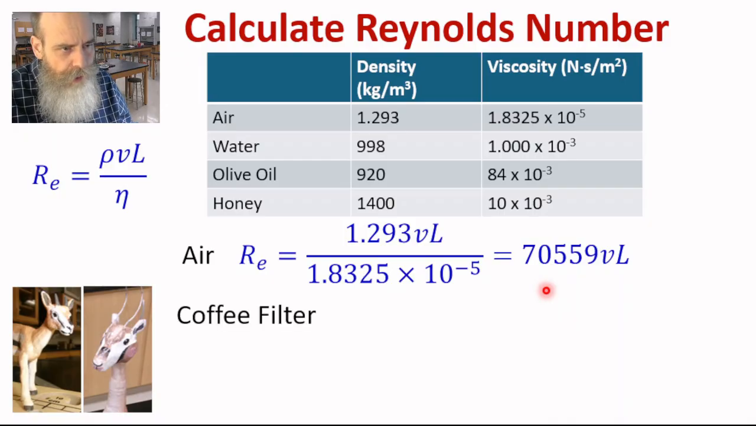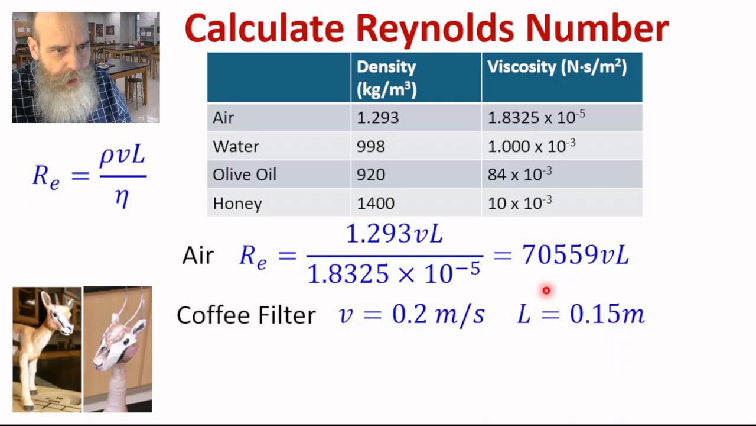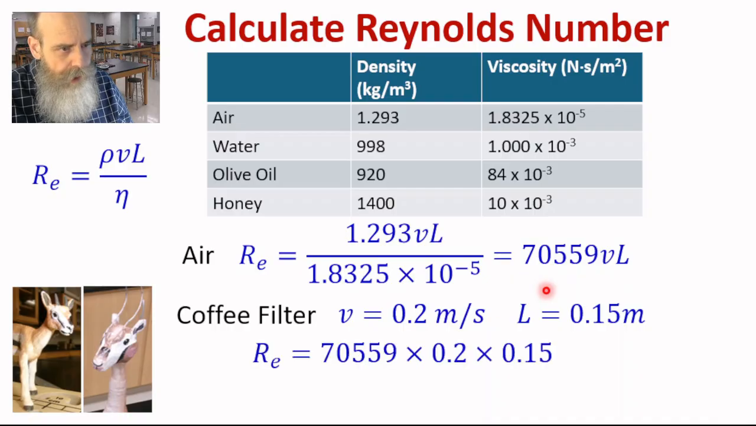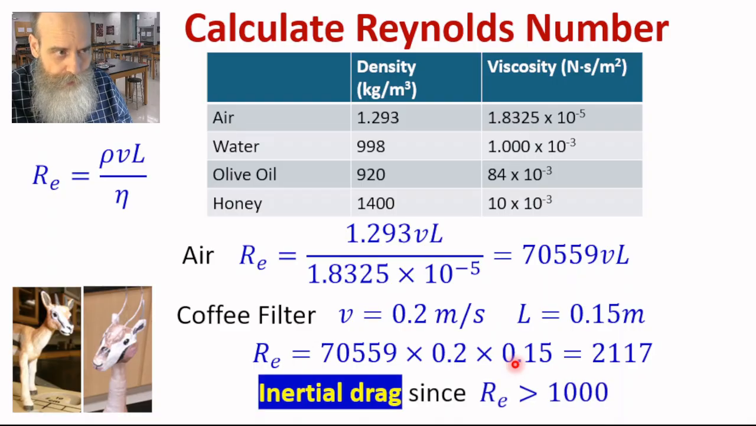Let's look at our coffee filters. And we'll say V is 0.2 meters per second. And the L is 15 centimeters, or 0.15 meters. Let's put in the numbers. Reynolds number is 70559 times 0.2 times 0.15, and we get 2117. This is greater than 1,000. So this is inertial drag.